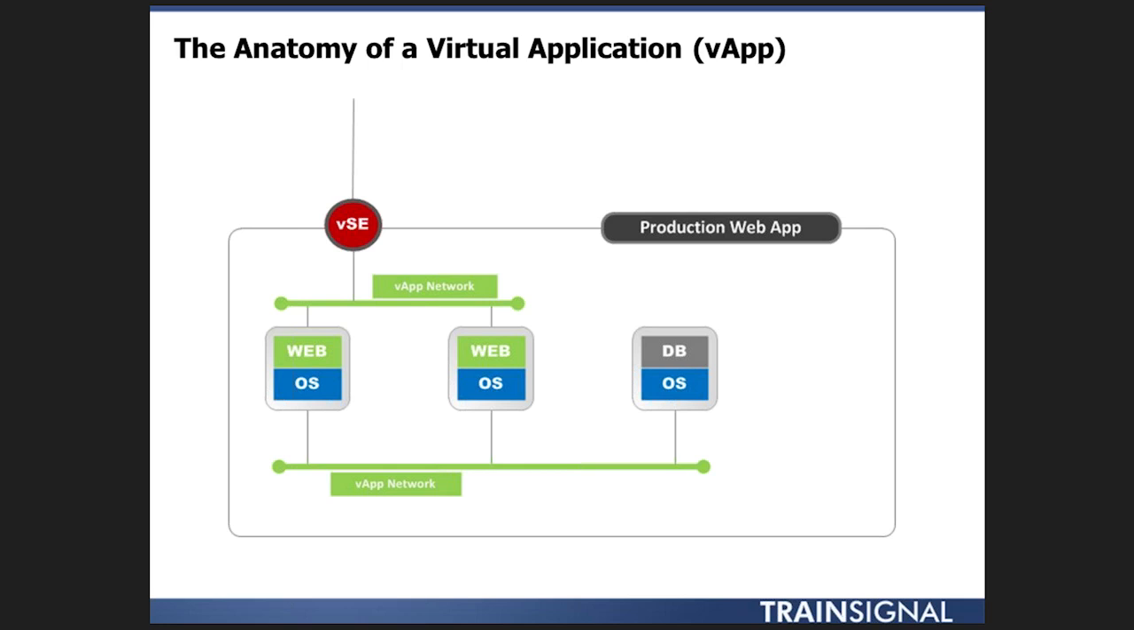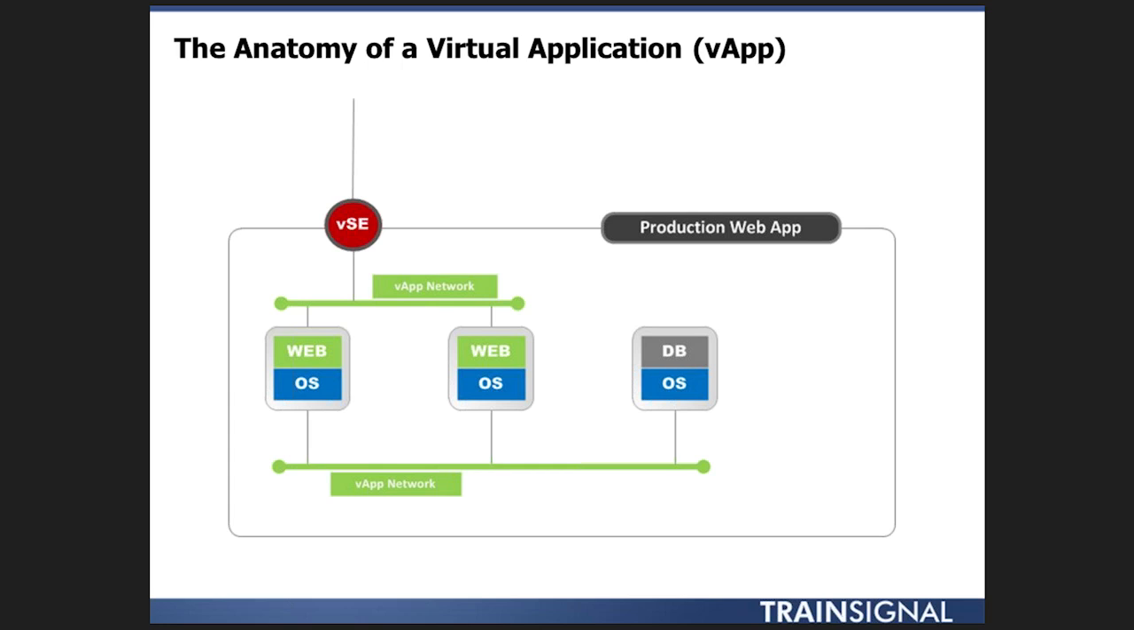So a vApp, first and foremost, groups these virtual machines together so you can control them as a single application. So I can power on and power off the vApp, which powers on and powers off all of the virtual machines within my vApp. And I can orchestrate all that as well. So if I want them to start up or shut down in a certain order, I can do all that within a vApp.